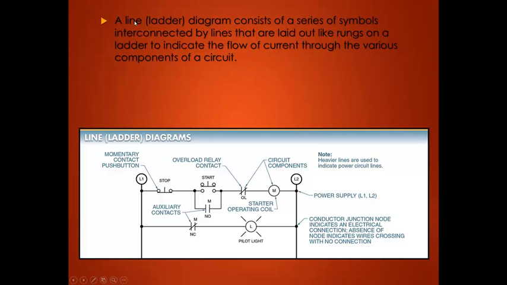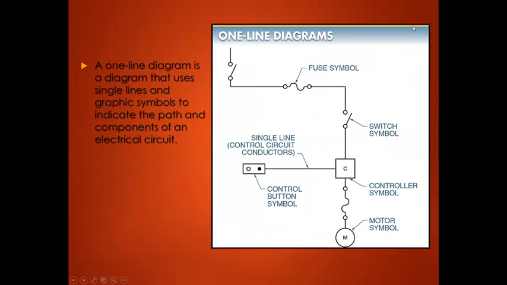A ladder diagram or line diagram consists of a series of symbols interconnected by lines that are laid out like rungs on a ladder to indicate the flow of current through the various components of a circuit. One-line diagrams use single lines and graphic symbols to indicate the path and components of an electrical circuit. So there's a single path of an electrical circuit. Very useful in troubleshooting machinery because you can just trace the path and find out where your problem is.